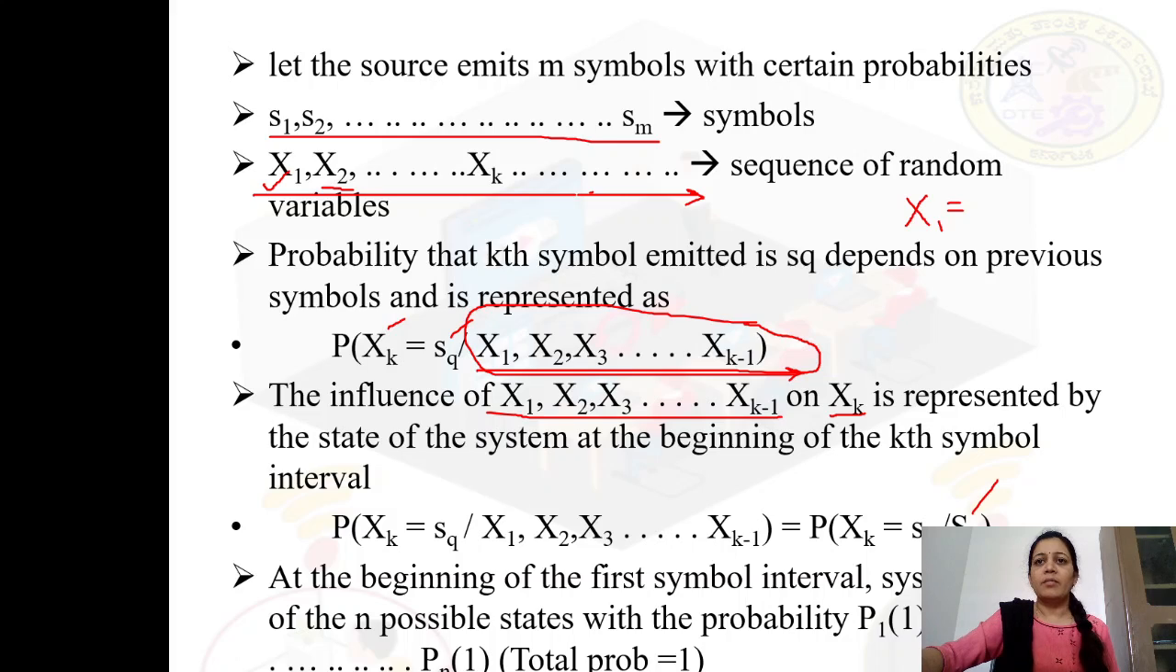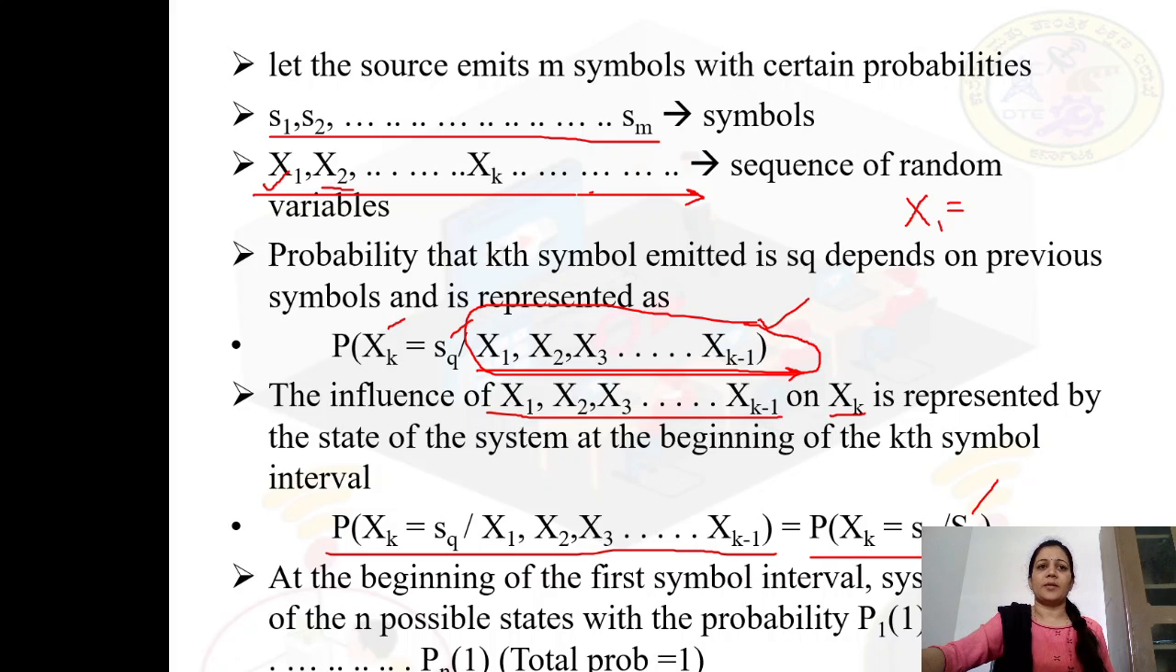Okay. So anytime I write Sk, that says that it is the state of the source at the kth symbol interval, and it is influenced by all the symbols that were emitted between x1 to xk minus 1. Okay, so Sk is nothing but the state of the system at the beginning of the kth symbol interval, and it is influenced by x1 to xk minus 1. Therefore, instead of writing this expression, I can simply replace the influence of these random variables with the state of the system Sk.